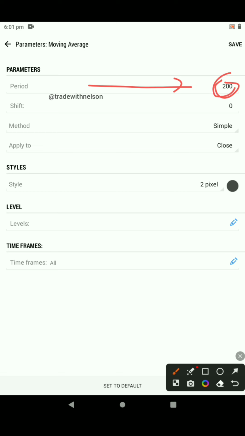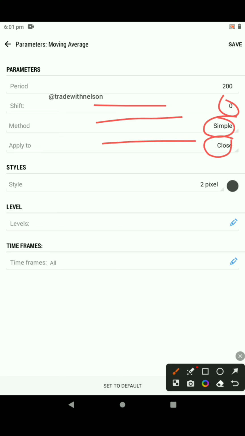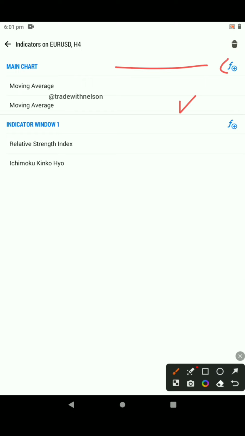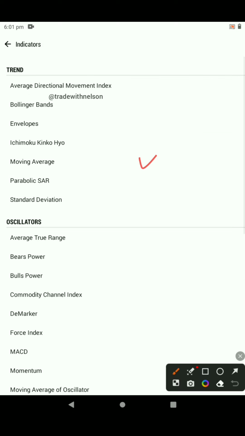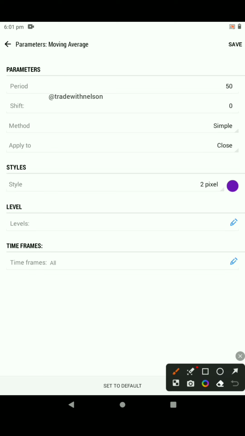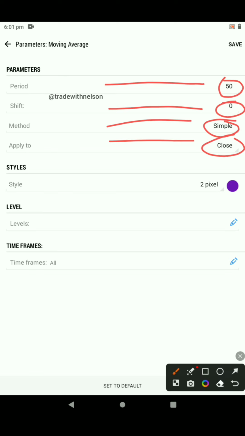This is for the higher time frame, monthly and weekly time frame. Shift is 0. Method simple. Apply to close. Style 2 pixel and select color of your choice. After that, click on save. For the second moving average, click on the F icon on the main chart. Moving average, click on that. Make your period to be 50. Shift to be 0. Method to be simple. Apply to close. Style 2 pixel and select color of your choice. After that, click on save.